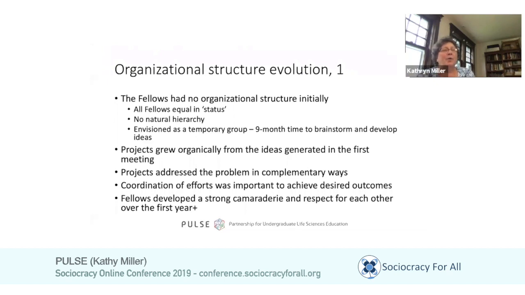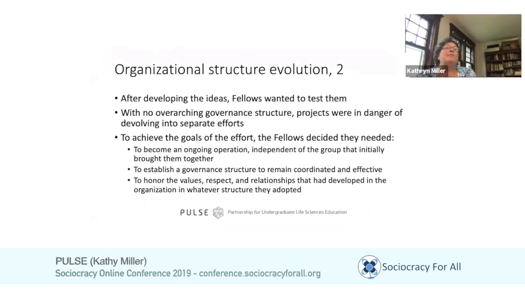We also had developed quite a strong camaraderie and respect for each other over the first year or so. And so it was a really collegial group in which we shared ideas and really respected each other's views. So we wanted to avoid our projects falling into just separate groups of people working on separate things and remain together.